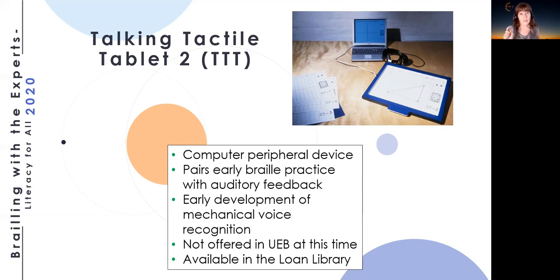It is not offered in UEB at this time, but I know they are working on coming out with a new one for UEB, improving it and updating it. I'm not sure exactly when that's going to come out. I know that they were working on it for the last couple of years. I heard about it a lot at ATIA and things like that. I'm guessing the pandemic kind of slowed that down, but hopefully they'll come out with a new one soon. But if you have students that are just beginning with alphabet and tracking, like I said, they are available in the loan library, and you can borrow them because we do have the materials for that.